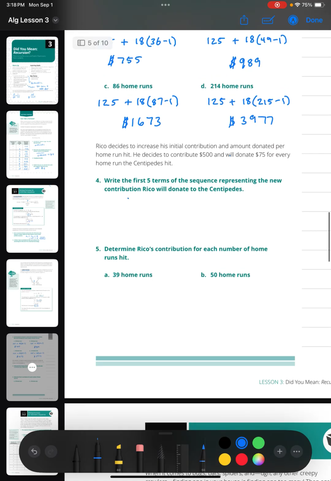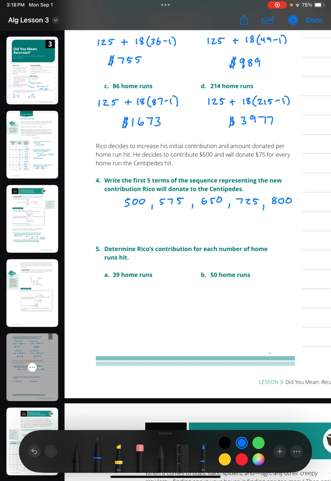Well, if 0 home runs are hit, he's at 500, and he's going to add 75 to that. So 575, plus another 75 would be at 650, plus another 75 would be at 725, and plus another 75 we would be at 800.